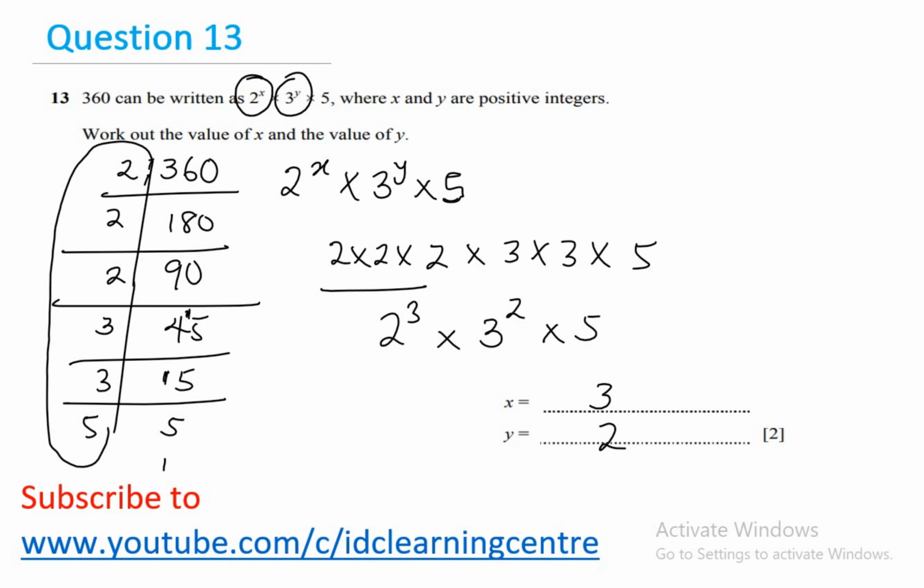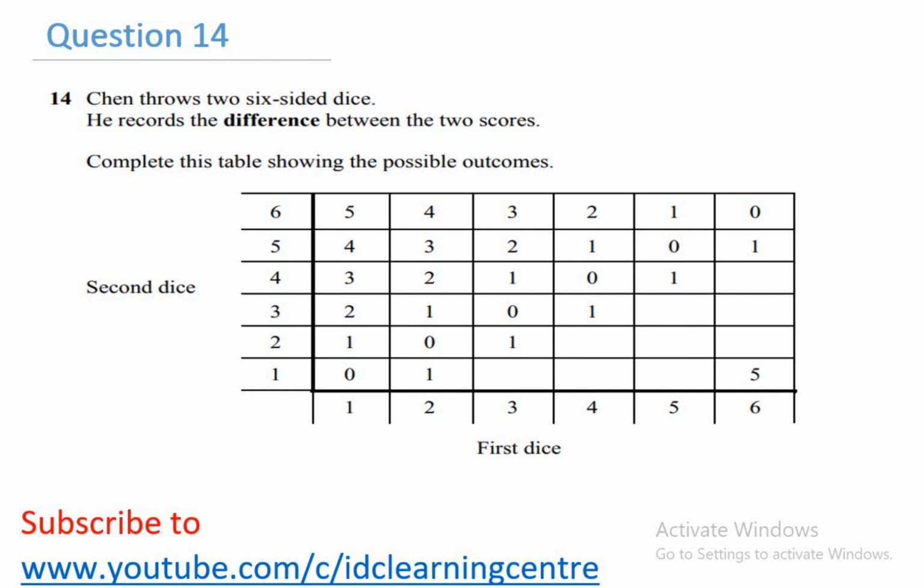Alright, to question 14. Question 14 says, Chan throws two dice. It records the difference between the two scores. Complete this table showing the positive outcomes. Second dice and first dice. So, here we have 6, 5, 4, 3, 2, 1. Then we have 1, 0, 1, 2, 3, 4, 5.